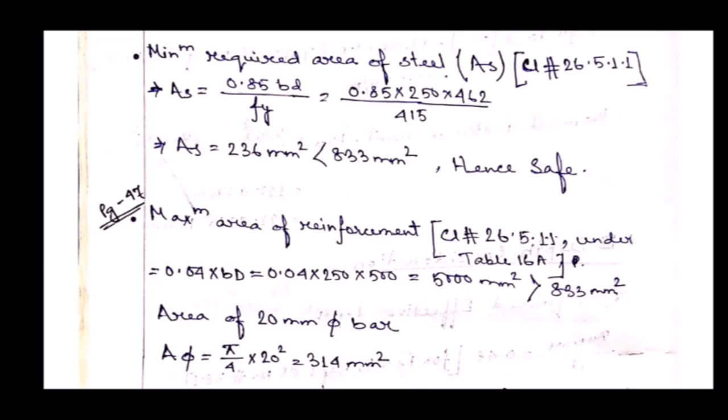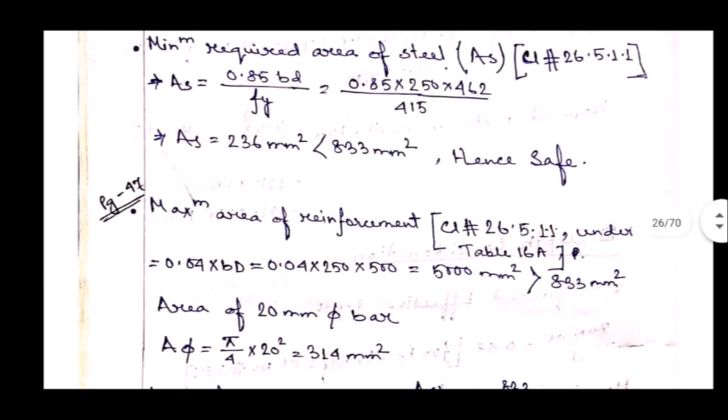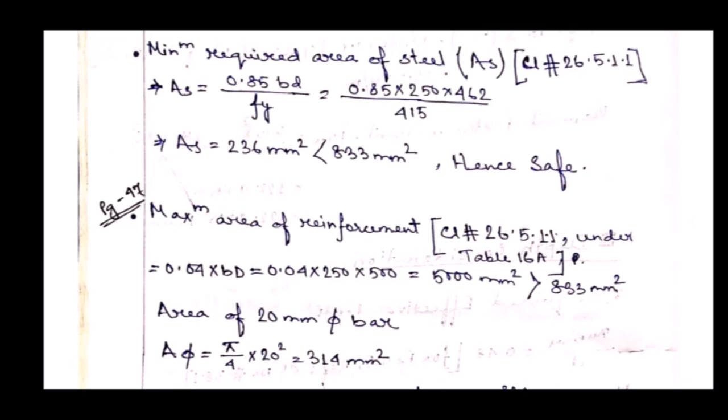Now let's check the maximum area of steel. We have just seen in the IS code, the formula is 0.04 bD. So 0.04 into 250 into 500, that is equal to 5000 mm square. That is greater than 833 mm square, the Ast required we have found. So in this condition also, the area of steel required is safe.